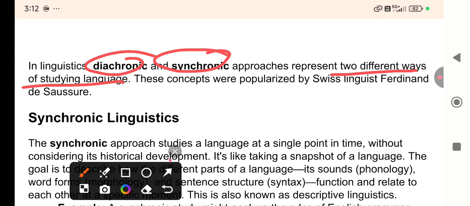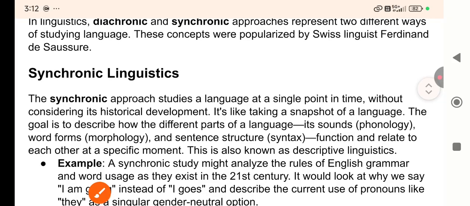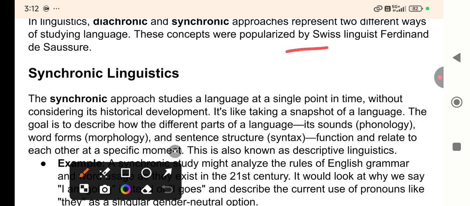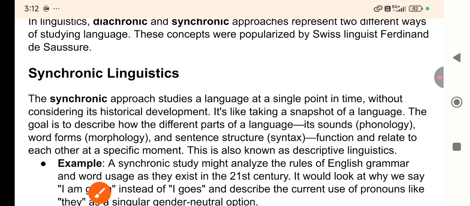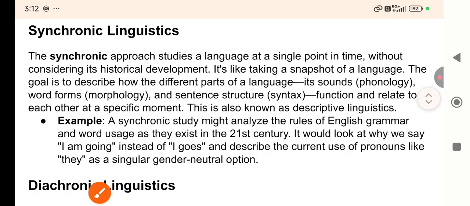Now these two concepts were popularized by the Swiss linguist Ferdinand de Saussure. So this idea is given by the Swiss linguist Ferdinand de Saussure. What he says for synchronic linguistics: the synchronic approach studies a language at a single point in time.